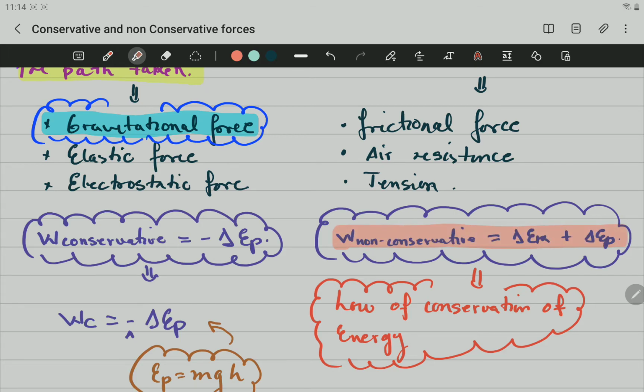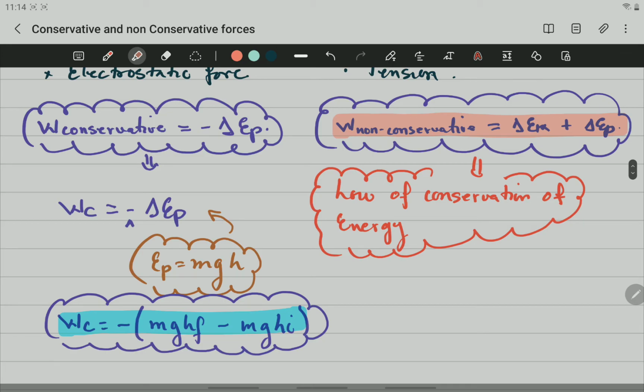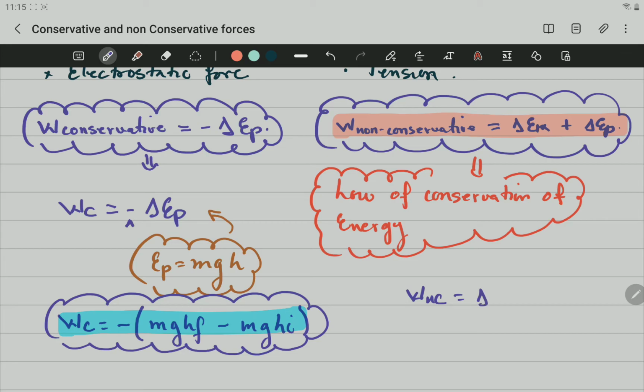Now, as we did before, we are going to write W non-conservative, and we are just going to leave it as WNC for non-conservative. It is the same formula, I am just using short form for change in kinetic energy plus change in potential energy. Okay, so this is the law.